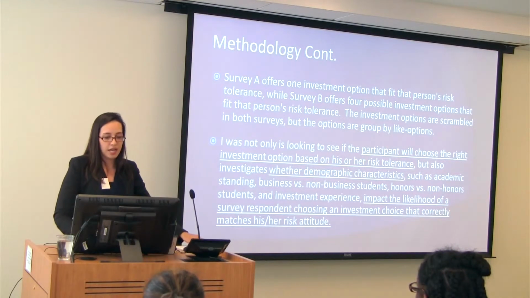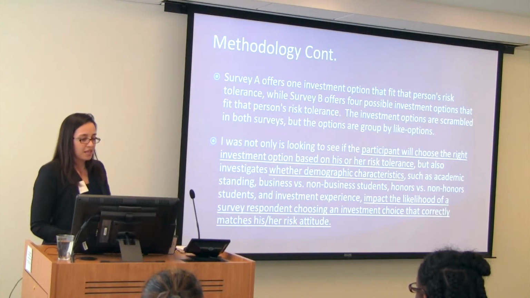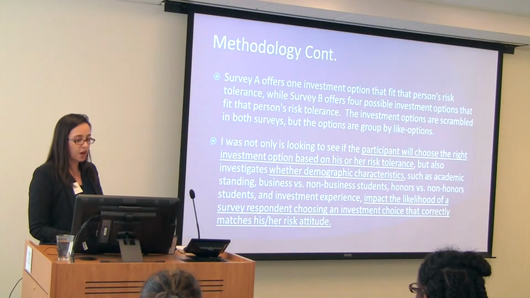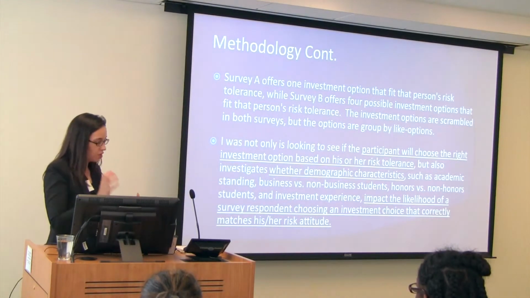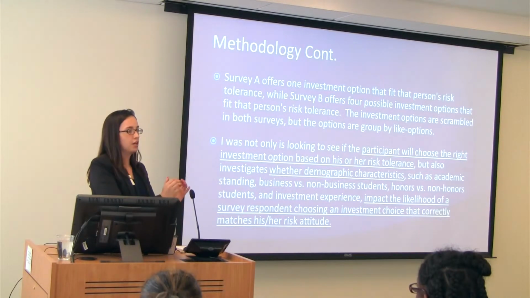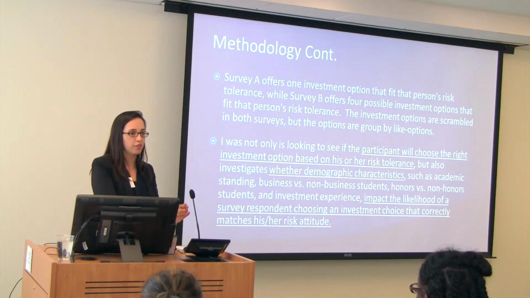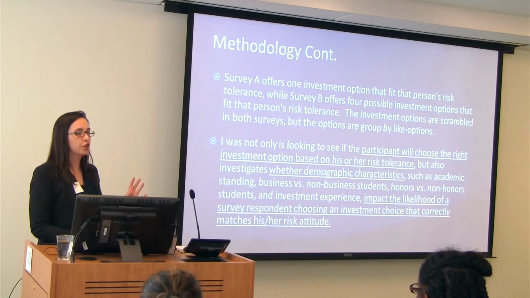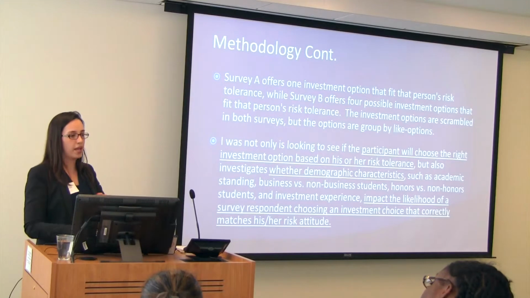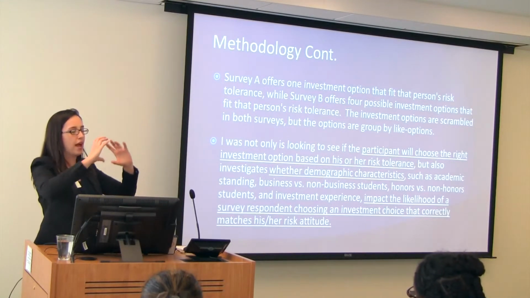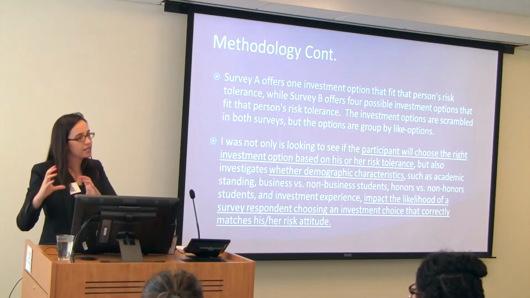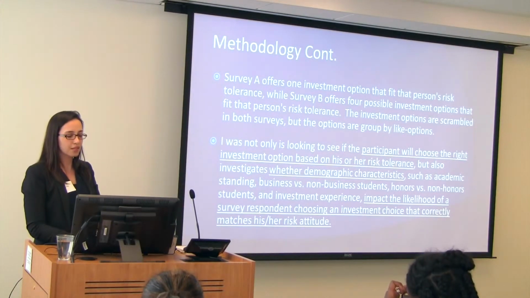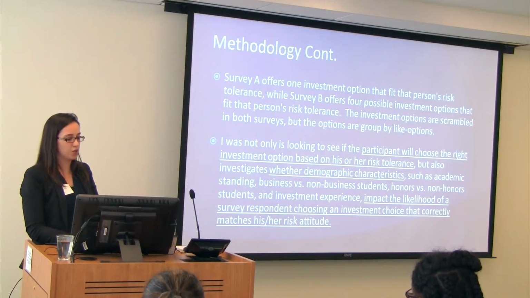And so survey A offers one investment option that fits a person's tolerance, while survey B offers 4. So in survey A, you would have 1 conservative option on the third section of the survey, whereas in survey B, you would have 4 options, but they're grouped in like groups. That way we had conservatives, we had moderately aggressive, we had aggressive, and we were hoping that on the third section they would be able to find their own section and pick that as an investment choice.